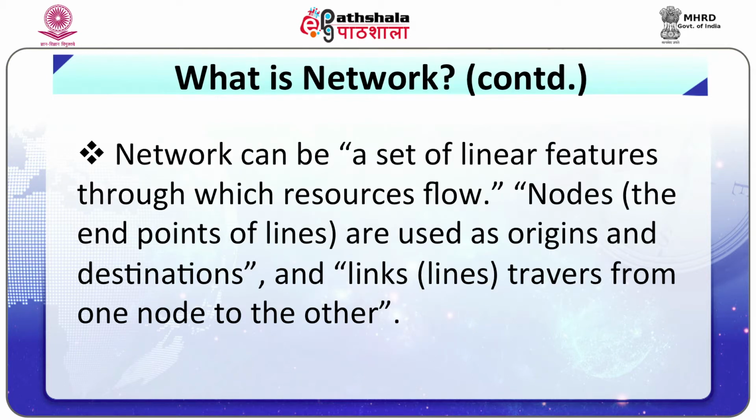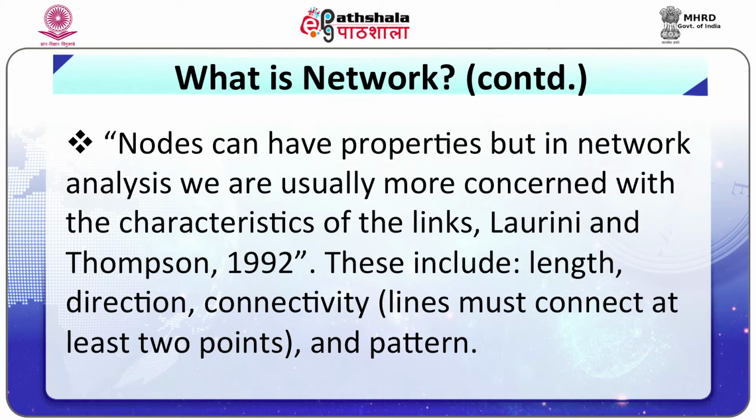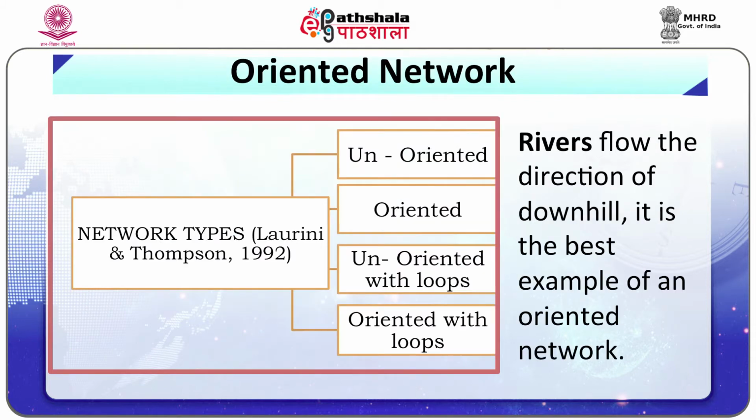In addition, network can be a set of linear features through which resources flow. Nodes, the endpoints of lines, are used as origins and destinations, and links the lines traverse from one node to the other. Nodes can have properties, but in network analysis we are usually more concerned with the characteristics of the links, as also written by Laurini and Thompson in 1992. And these include length, direction, connectivity. Lines, of course, we all know must connect at least 2 points, and the patterns. So all those links have to be tabulated.